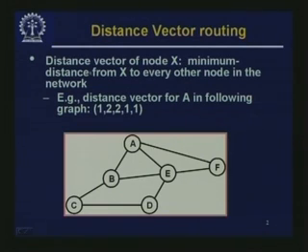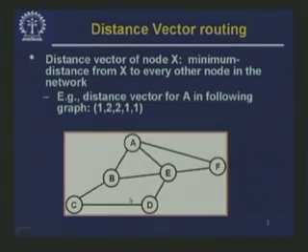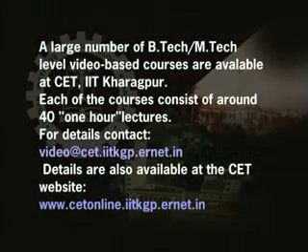The distance vector of node x is the minimum distance from x to every other node in the network. For example, the distance vector for A in the following graph is 1 2 2 1 1. That means for B it is distance 1, for C it is distance 2, for D it is distance 2, and for E and F it is distance 1. So 1 2 2 1 1 from A are the distance vectors.